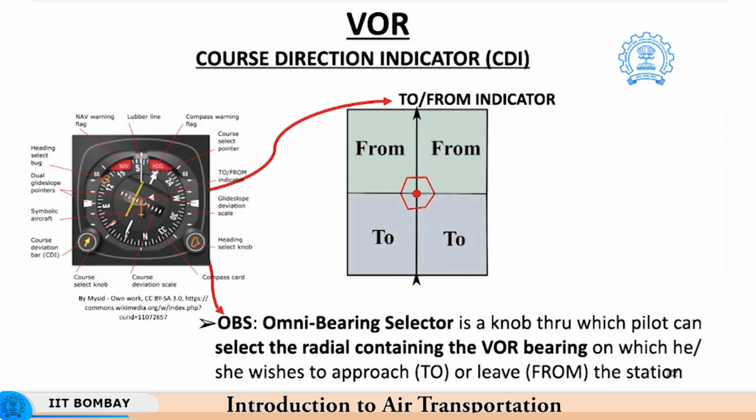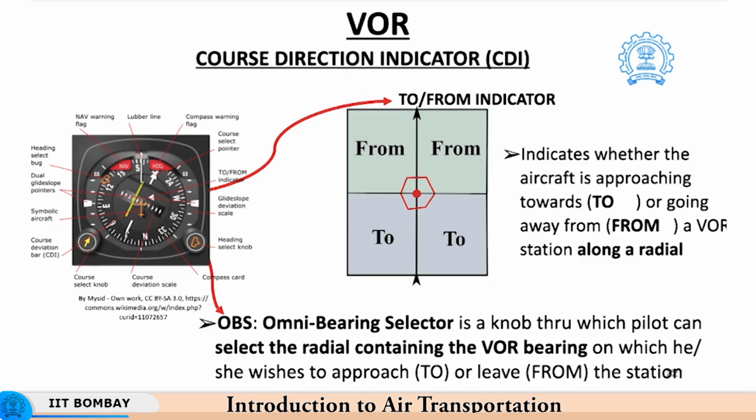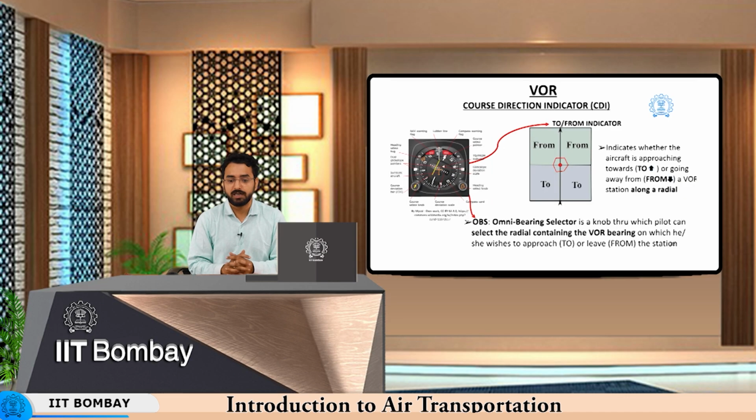Another aspect related to the CDI is the to-from indicator. A to indication is represented by an up arrow, whereas a down arrow represents the from direction. The to and from indicators tell the pilot whether the plane is approaching the VOR station, corresponding to to, or moving away from the VOR station, corresponding to from. So this indicator shows whether the aircraft is approaching the station or going away.